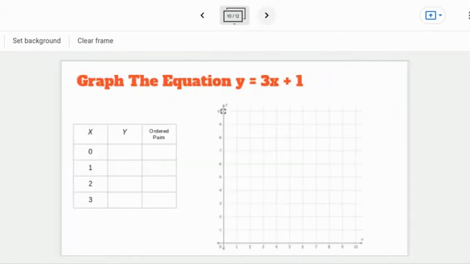Okay, go ahead and pause the video. Get your chart drawn on your whiteboard. Figure out your y's. Turn them into ordered pairs. Graph it. When everybody's ready to check, go ahead and press play.